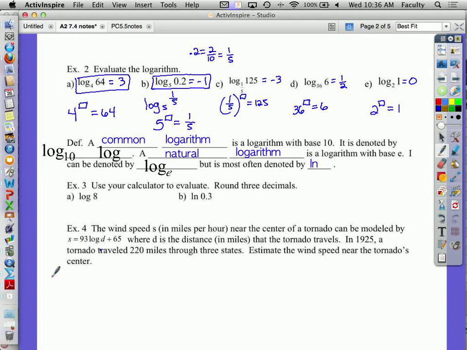All right, where d is the distance in miles that the tornado travels. I want to pause here a moment. There are so many applications for logarithms that I don't think you realize. So you can compute wind speed of a tornado using a logarithm. If you've ever heard of earthquakes that have like a 7.3 on the Richter scale, the Richter scale is based on a logarithmic scale.